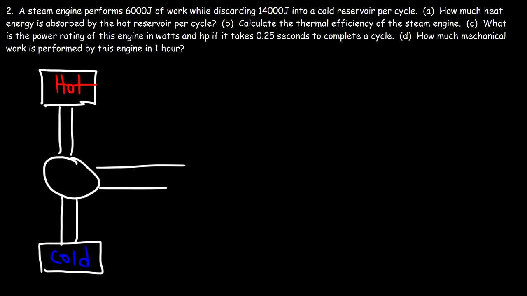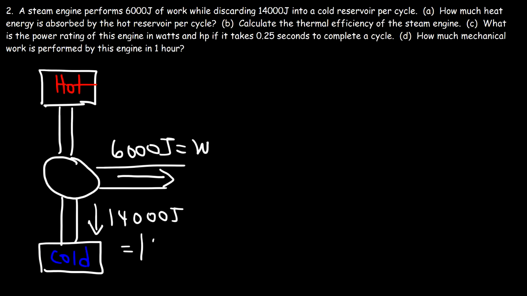So 6,000 joules of mechanical work is being performed, so that's W. So we have that. And the steam engine discards 14,000 joules into the cold reservoir. So that's the absolute value of QC. QC is negative 14,000. How much heat energy is absorbed by the hot reservoir per cycle? So we're looking for QH.